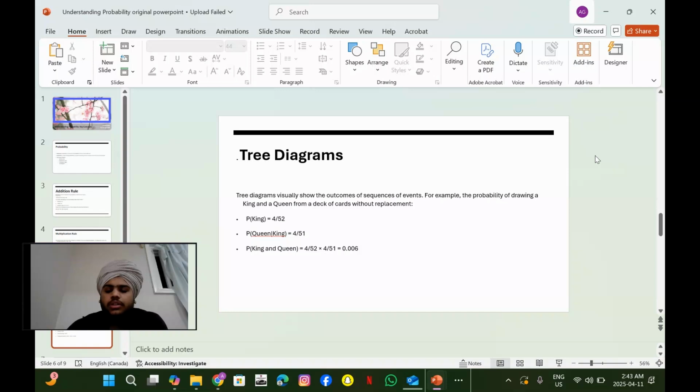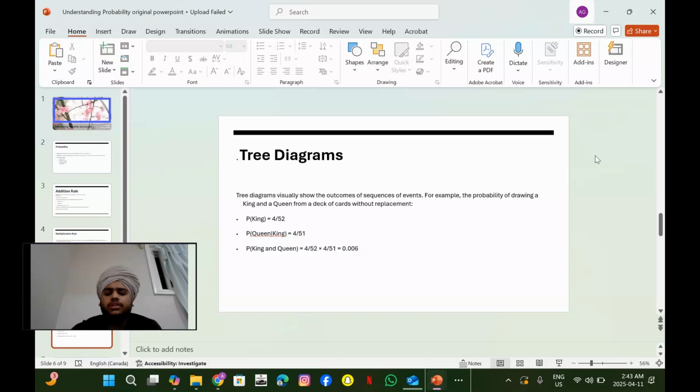Now let's talk about tree diagrams. A tree diagram is a representation that helps us understand the outcomes of sequences of events. They are particularly useful for calculating probabilities in situations where events are dependent on one another. Let us consider a simple example: drawing cards from a standard deck without replacement. Suppose you want to find the probability of drawing a king followed by a queen. Here's how we can visualize it with a tree diagram.